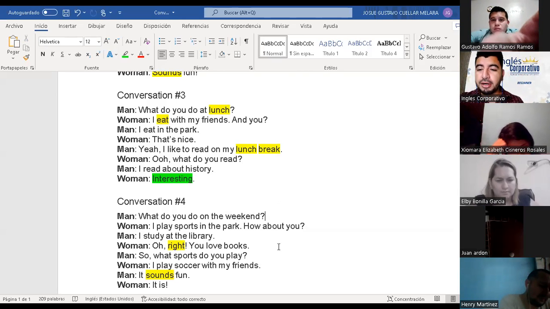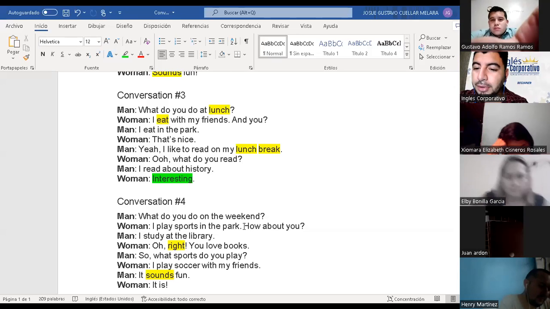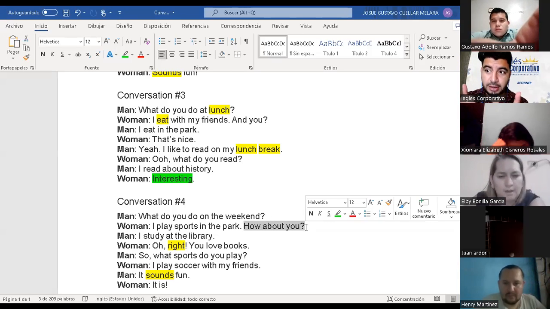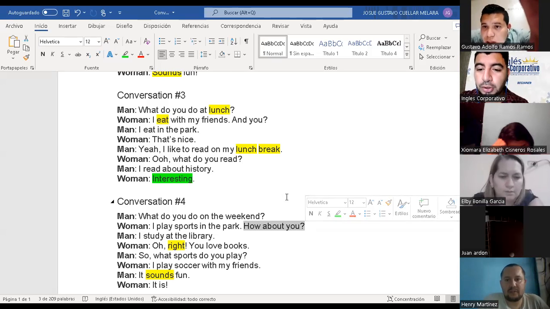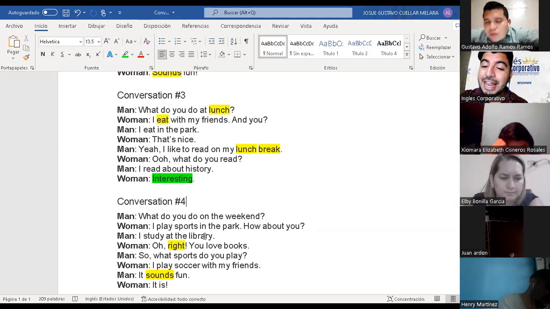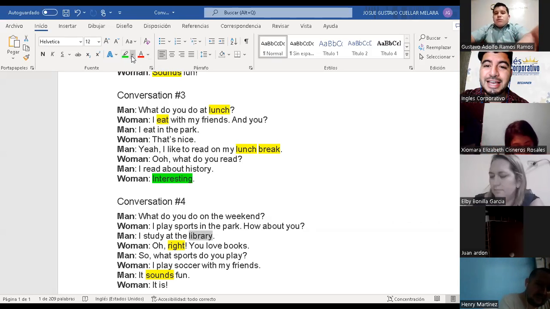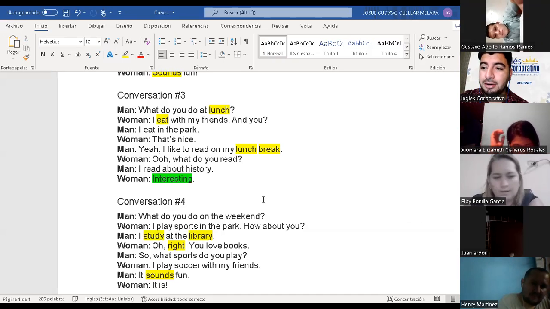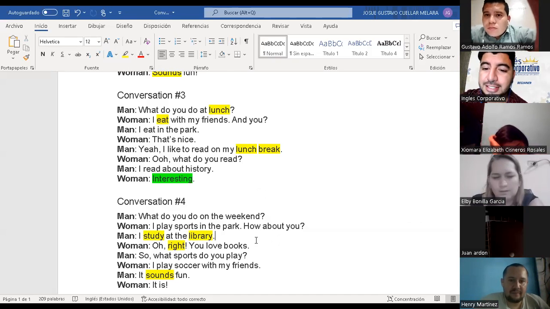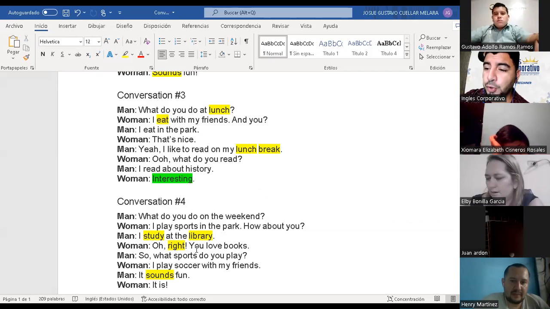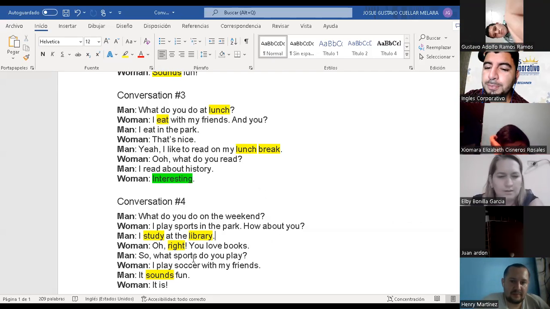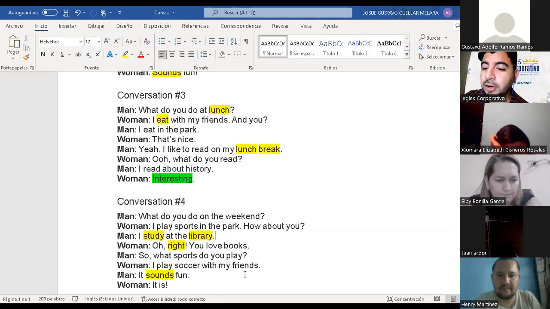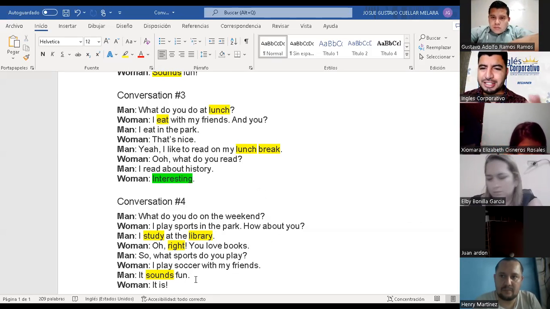I play sports in the park. How about you? No quiero que me digan how. Ustedes pueden hacerlo bien. Pueden decir how. How about you? I study at the library. I study. Yes, study. Pueden decir study o study con R, como ustedes quieran. I study at the library. Oh, right. You love books. So what sports do you play? I play soccer with my friends. It sounds fun.